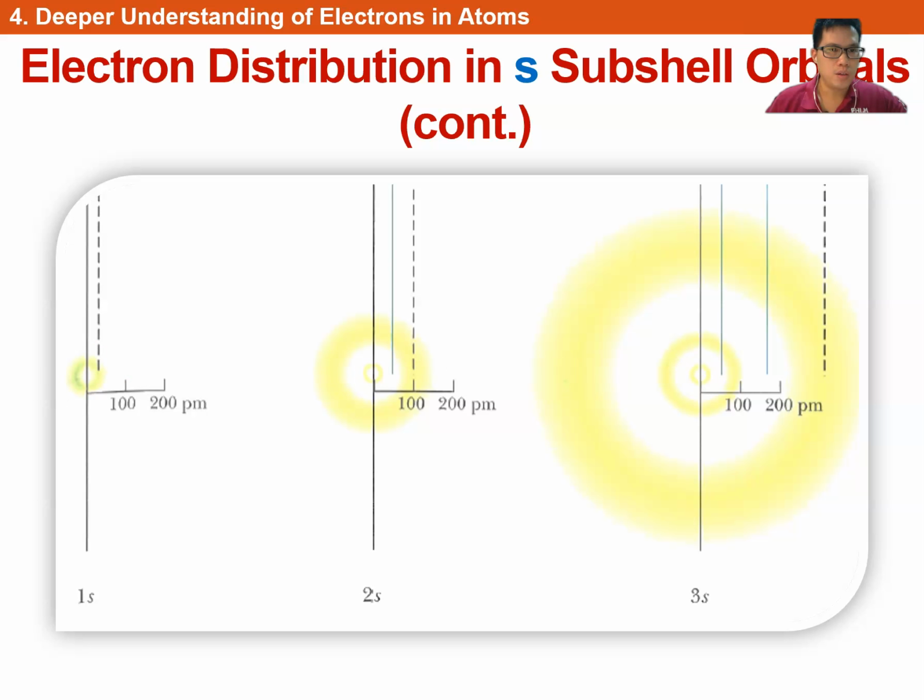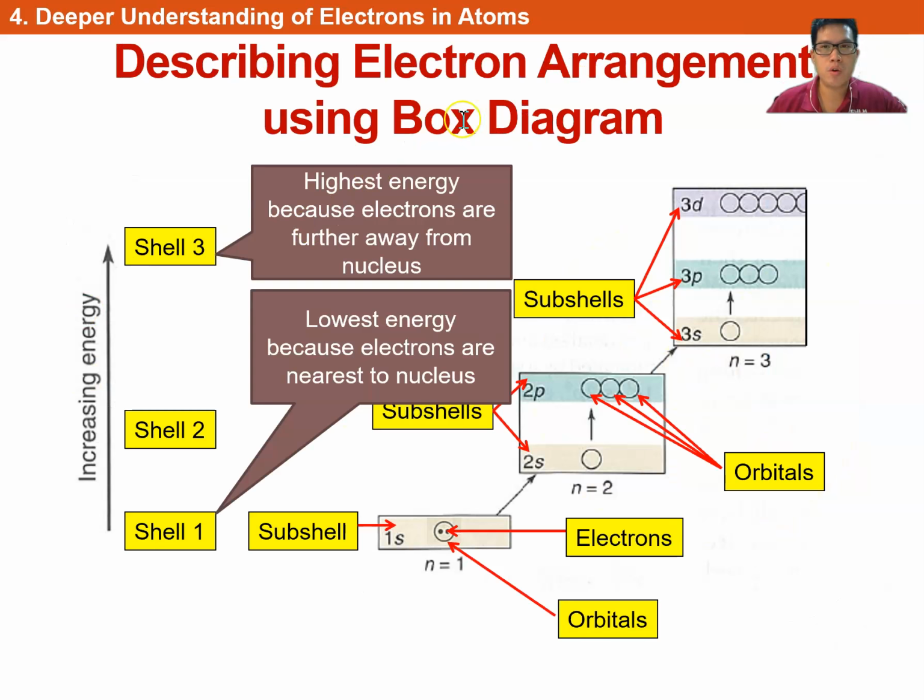This one commonly comes out in the exams: to draw what we call the box diagram. The box diagram is like that. You just need to learn how to draw it. In the exam, you just draw the box first, then fill up the box with the electrons. You can see from here, this is shell number 1, shell number 2, shell number 3. This one is fixed, just remember it.